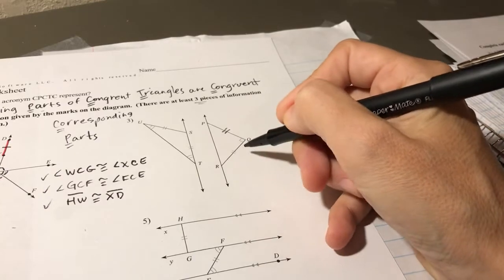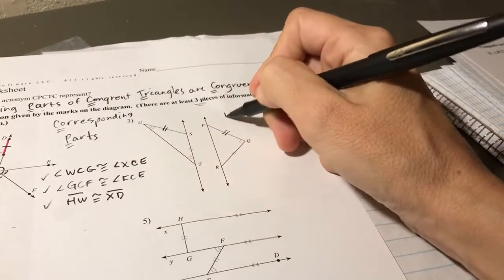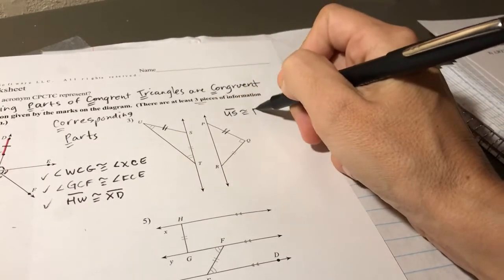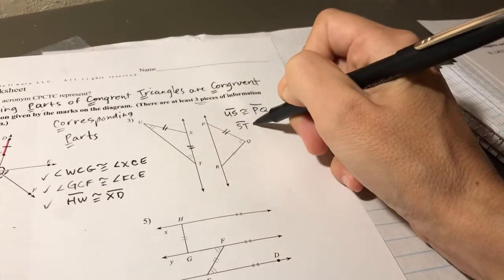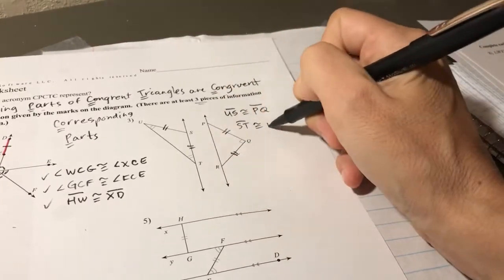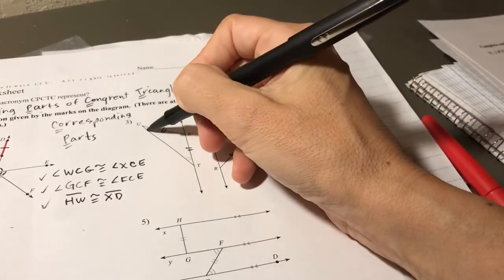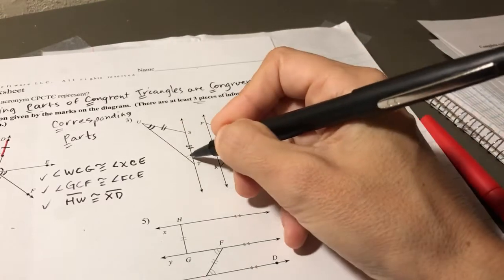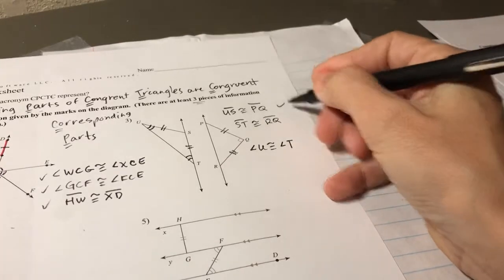Next item. I could go over here and say this matches this item, but this is corresponding, so I'm going to go to this other one. I'm going to say side US must match side PQ. And it looks like side ST must match side RQ. I also know that angle U must match angle T. Looks good. 1, 2, 3.